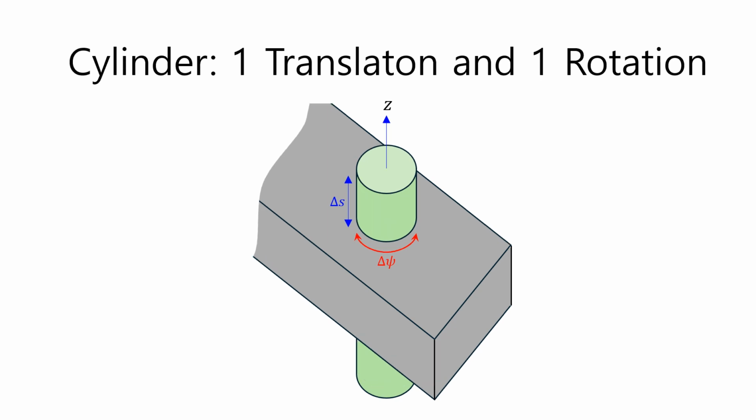The fourth lower pair is a cylinder joint that can rotate and translate. The cylinder joint has 2 degrees of freedom because the angle psi and the displacement delta s can move independently. In other words, the angle delta psi and the displacement delta s are independent variables. In the cylindrical joint, the grey bodies can translate up and down and rotate about the cylinder axis independently without affecting each other along the green pin.